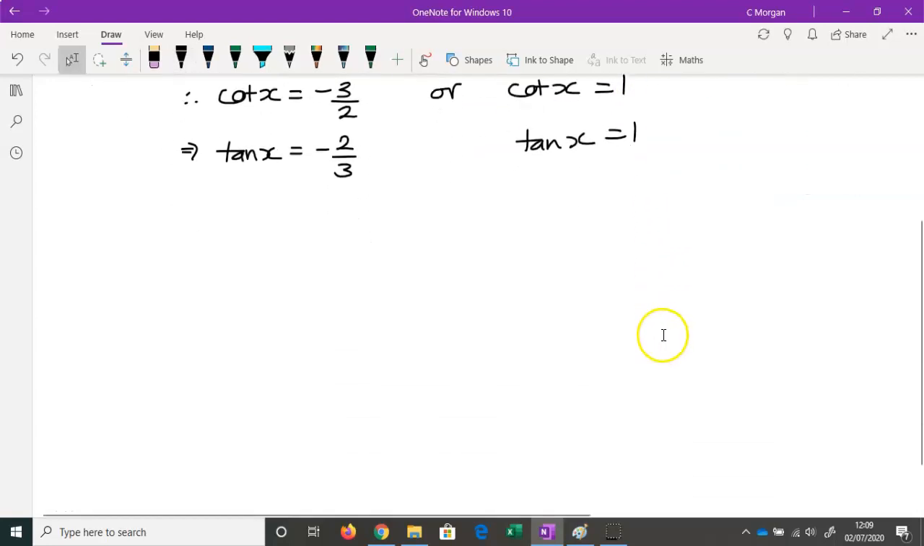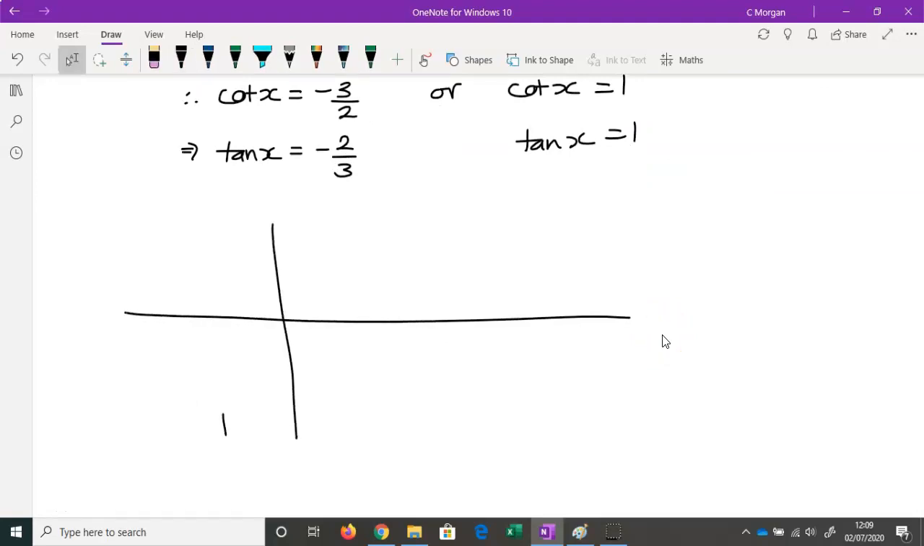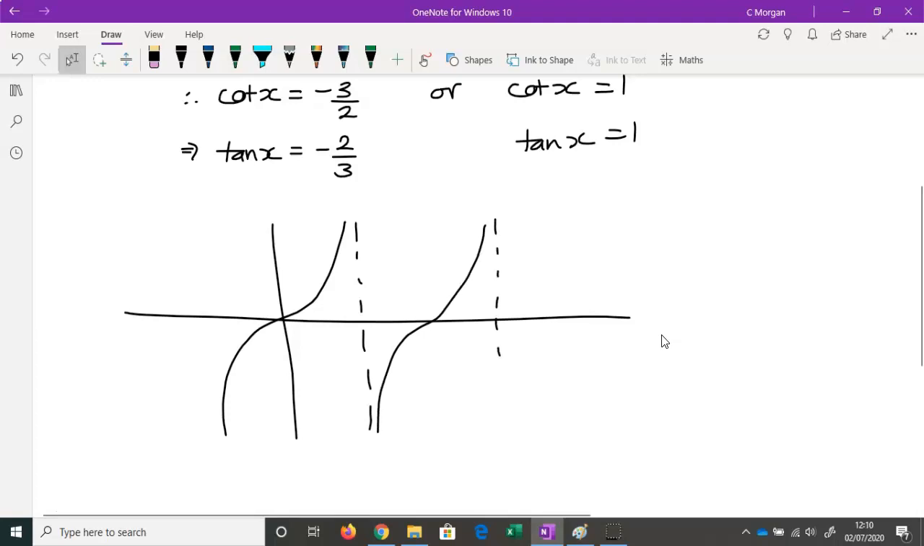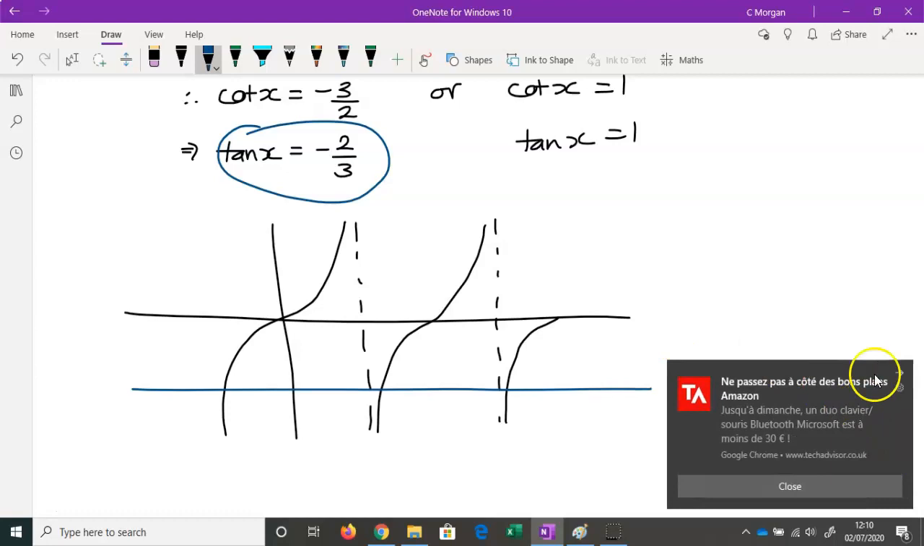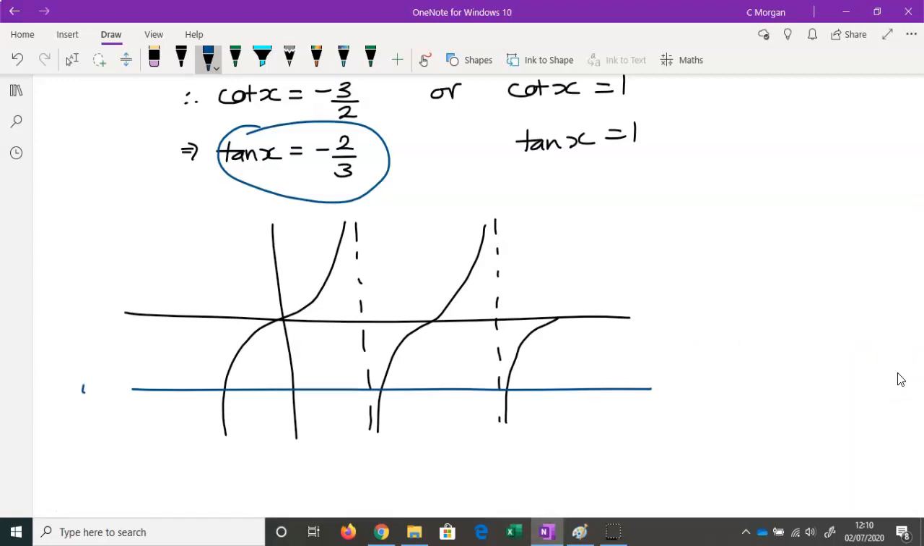So we're back to our tan curve again, which is nice. Not a particularly nice sketch, as usual. Sketches are so helpful, though, even if they're really bad like mine. Okay, so when tan x is negative 2/3, let's focus on that one first. So let's put negative 2/3 somewhere down there. Tan x equals negative 2/3.